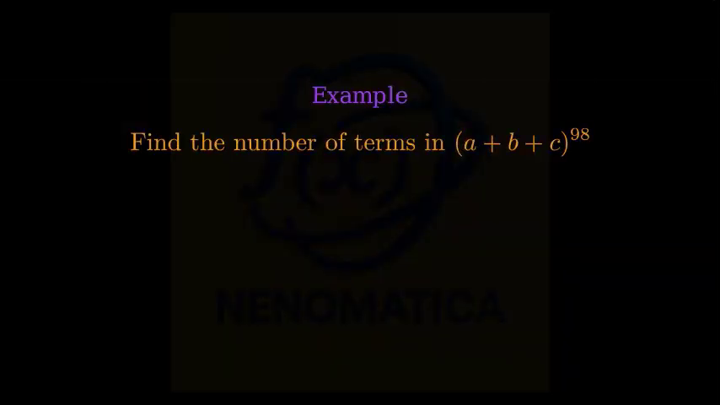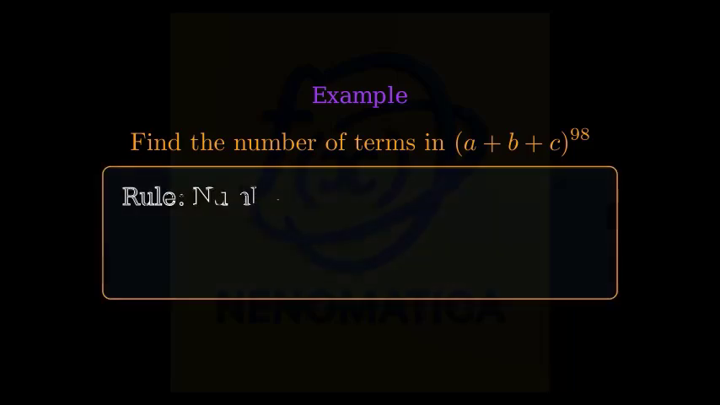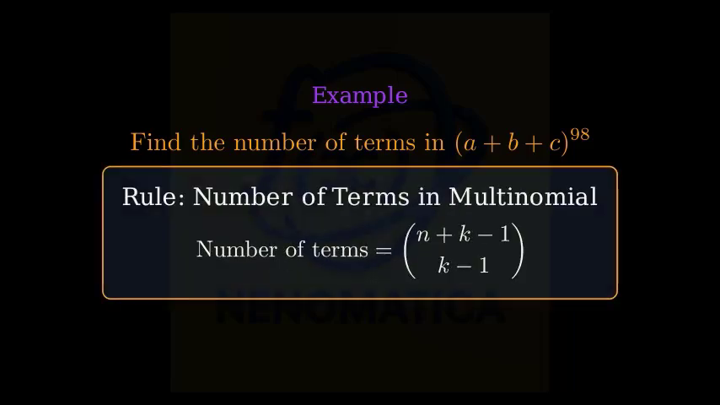In this example, we will find the number of distinct terms in the expansion of (a + b + c)^98. We will use a general counting rule, sometimes called stars and bars for multinomials. Rule. The number of distinct terms that appear when you expand (sum of k variables)^n is given by the binomial coefficient, (n+k-1) choose (k-1).